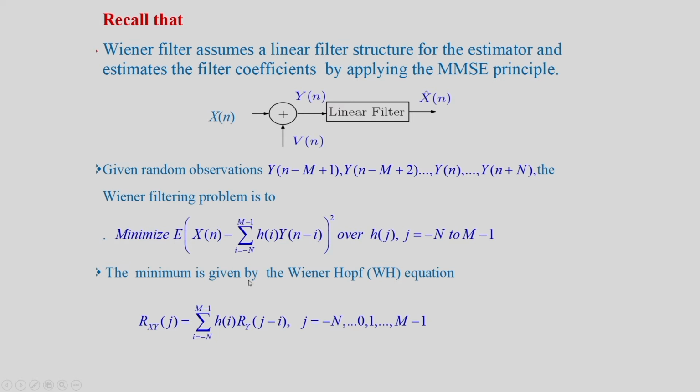And the minimum is given by the Wiener-Hopf equation that we established in the last lecture. This is the relationship: R_xy[j], that is the cross correlation, is given by the convolution of the impulse response sequence, that is the filter coefficients, and the autocorrelation function. So R_xy[j] is equal to the summation of h[i] into R_y[j-i], i going from -N to M-1, for j equal to -N up to M-1.